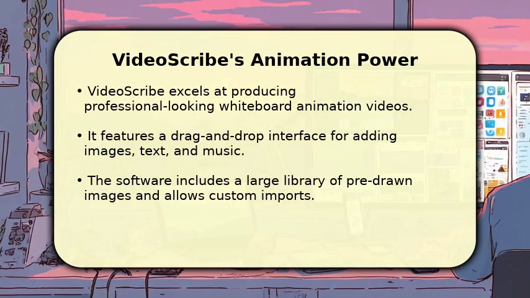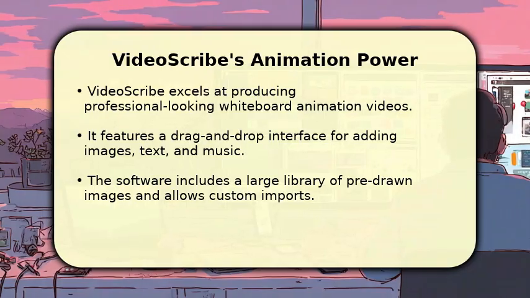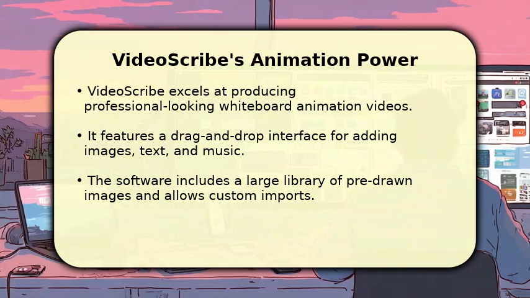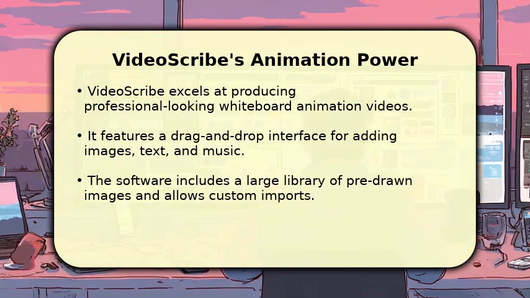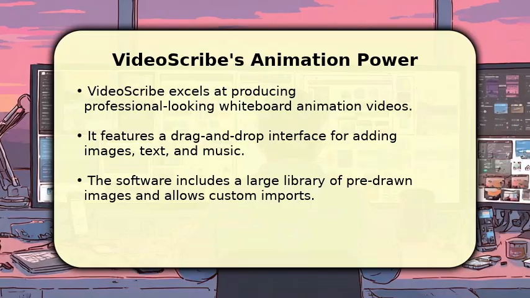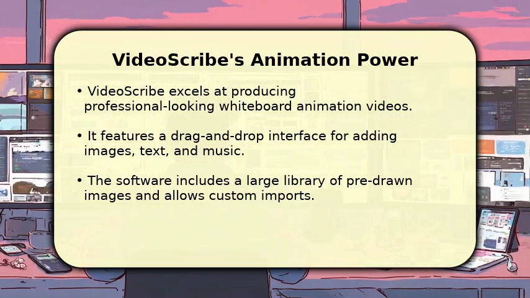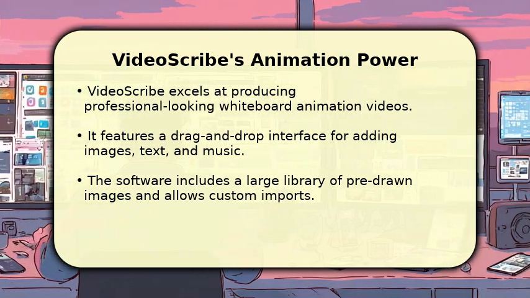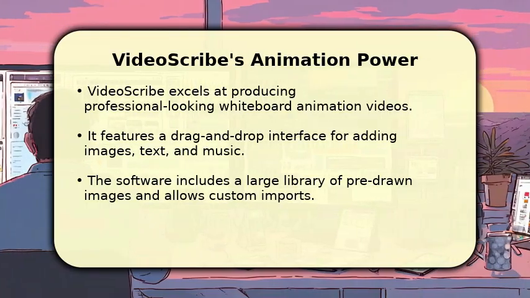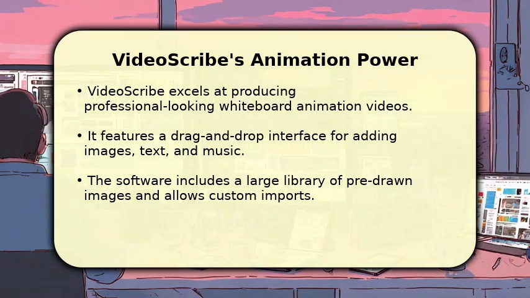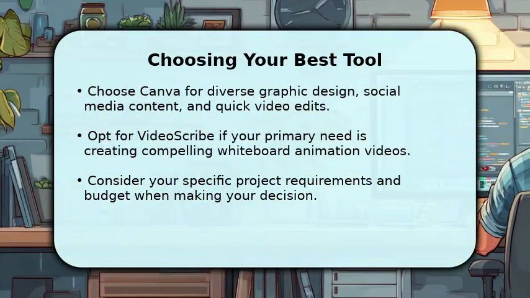VideoScribe, on the other hand, is a master of whiteboard animation, allowing you to produce professional-looking videos with ease. Its intuitive drag-and-drop interface simplifies adding images, text, and music to bring your stories to life. The software includes a large library of pre-drawn images, and you can also import your own custom assets. VideoScribe offers a free trial to get you started, followed by flexible subscription plans for full access to its powerful animation features. So, which tool is better for you?